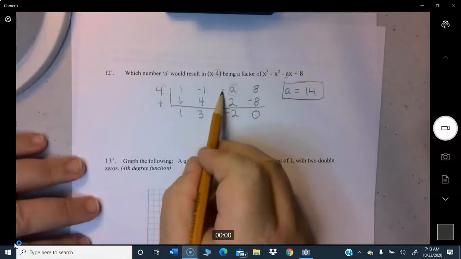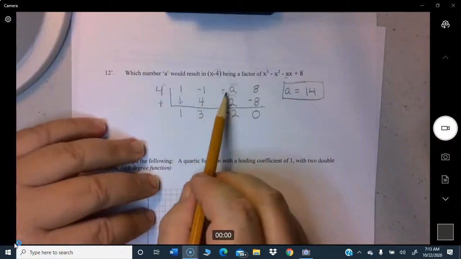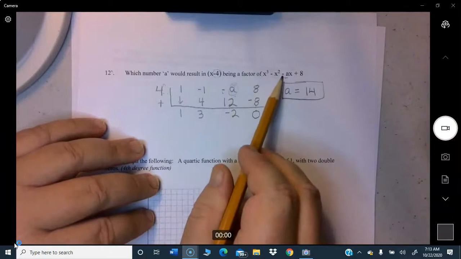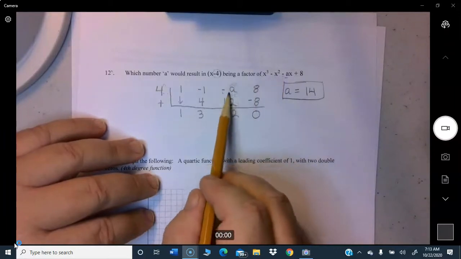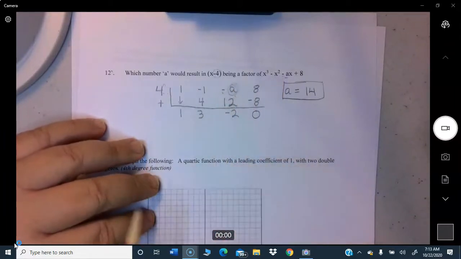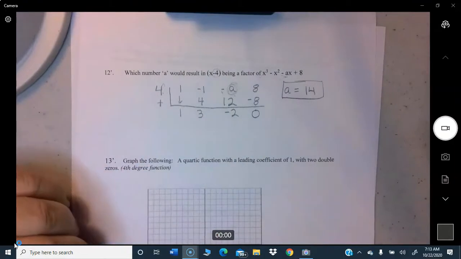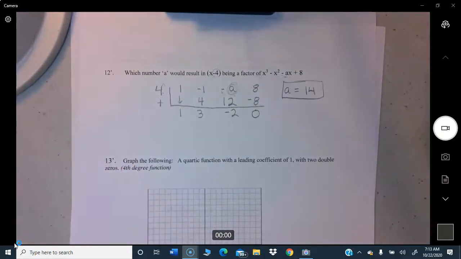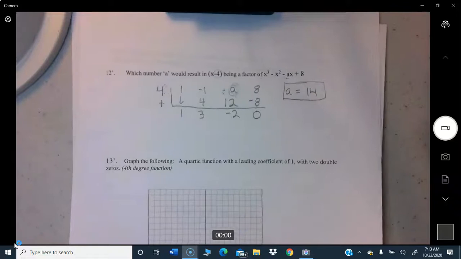Be careful, A is not negative 14. The negative sign is already there because of that. So the actual A value is 14. Okay? That's a little bit of a tricky problem, but you can see it didn't take very much writing, and now you know how to do it. So again, watch this. I did it kind of fast. Watch it a second, a third time if you have to, to understand how to do the test question. All right, let's keep going.